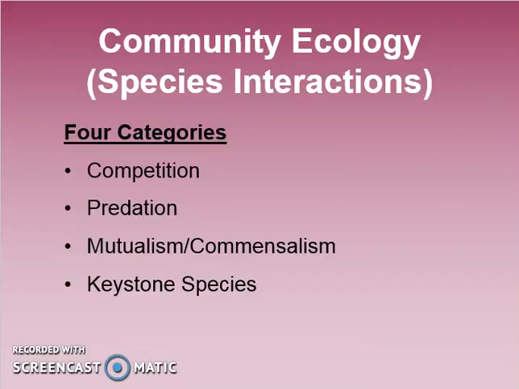Okay, moving on. Next kind of topic. That was kind of some odd stuff that is in there, but community ecology, or species interactions. How do organisms interact with one another? There's basically four large categories: competition, predation, mutualism, and commensalism, and then keystone species. So we're going to go through each of these.